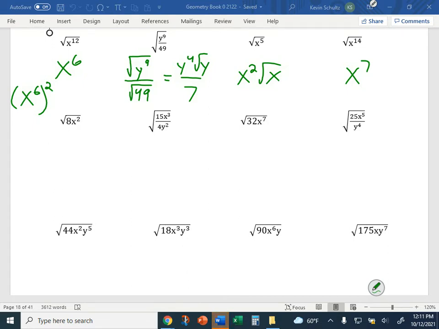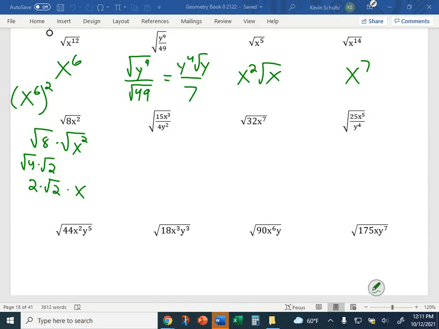And similar to a fraction, you would split this up to be root 8 times the root of x squared. And simplify your coefficient, simplify your exponent, put it all together. The root of 8, we can break that down and be root 4 times root 2. I remember doing this now. Yes. 2 root 2. And then the root of x squared is a perfect square. That gives us x.